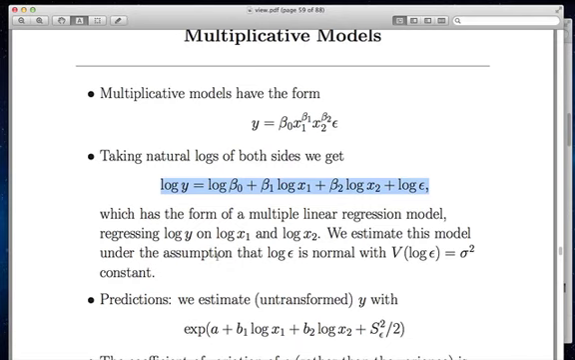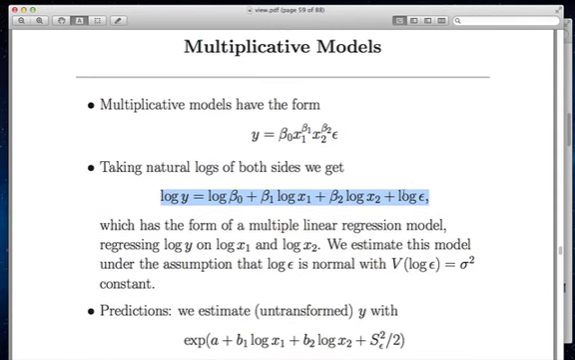Now, there's a few differences that should be highlighted. One is the error structure. Here we're assuming that these errors also have been logged and that they're additive now in this model. And it turns out that that's often a very reasonable assumption to make.